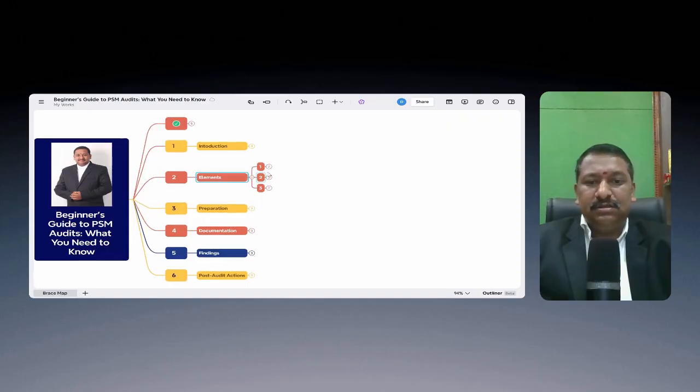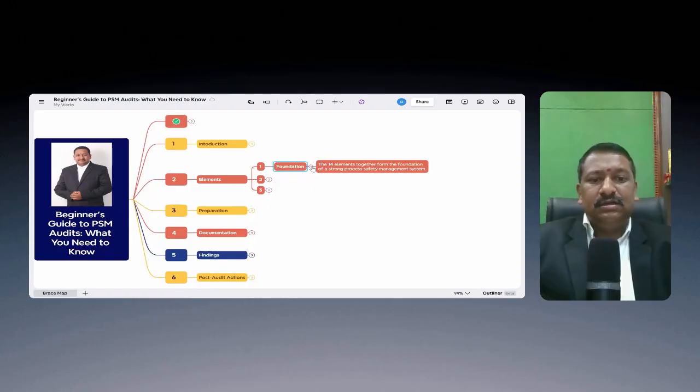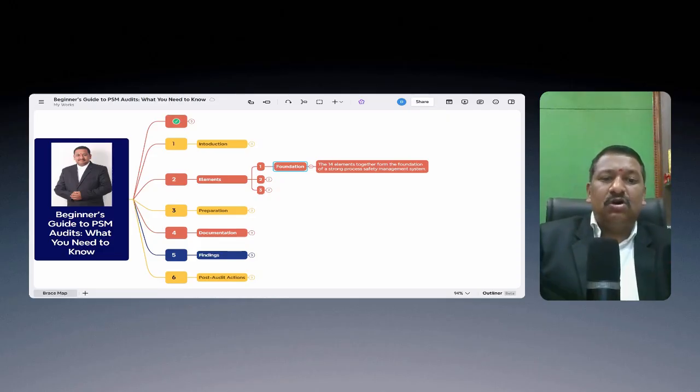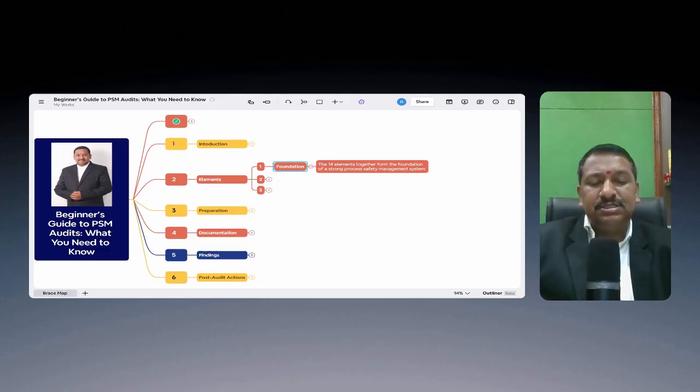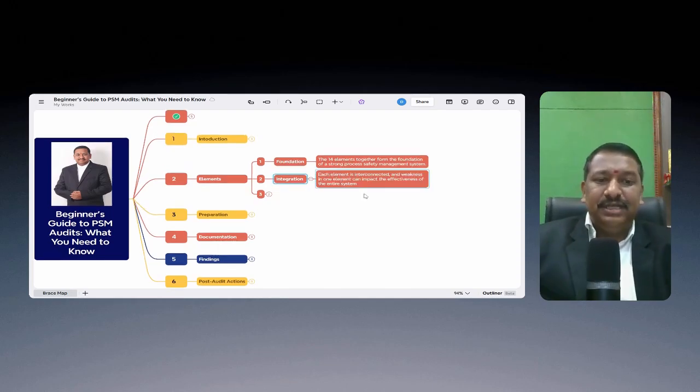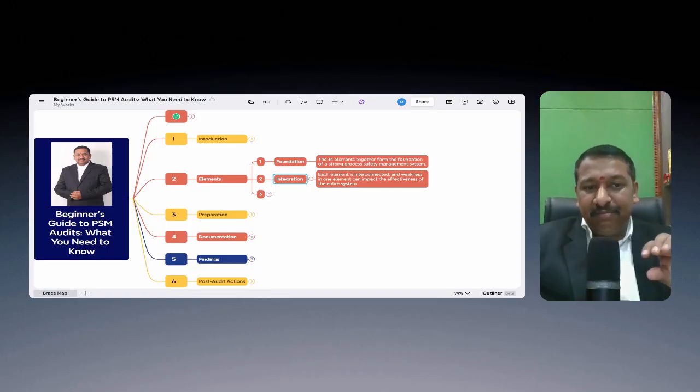So elements. In the elements, the foundation consists of, for OSHA, 14 elements that together form a foundation of a strong process safety management system. For CCPS, there are four pillars and 20 elements. Then integration. Each element is interconnected, and weakness in one element can impact the effectiveness of the entire system.